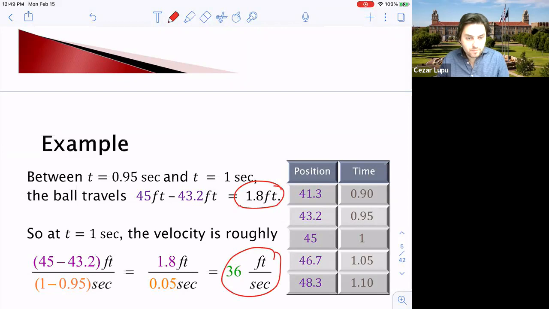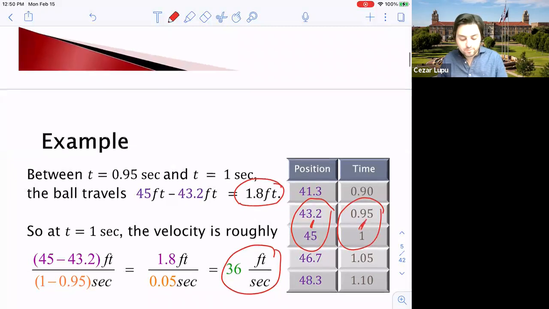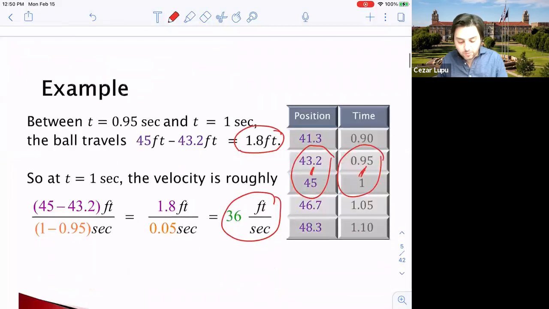If you look at this, let's say, position, look at these two positions here and these two here. So we subtracted the positions, right? We subtracted this minus this over this minus this. So this looks like a difference quotient, right? So that's what we did.